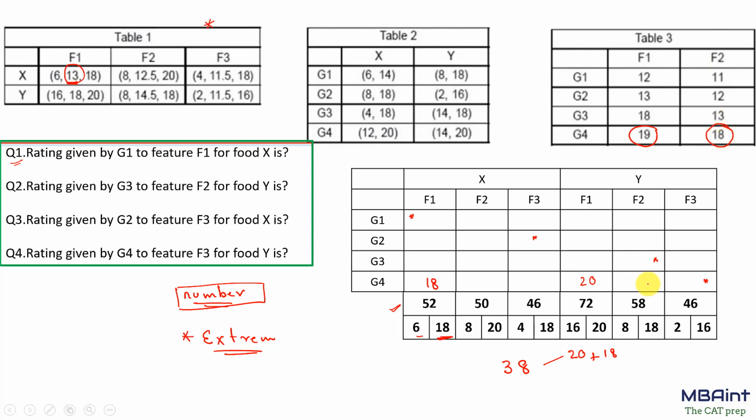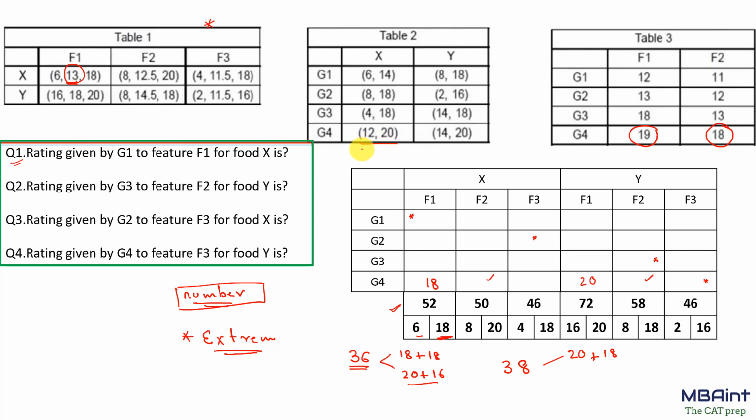Now this 18 is also the extreme value. Now what is 18? 18 is nothing but the average of F2 given by G4. So again 18, so if 18 is the average, summation would be 36, and 36 can be achieved by 18 plus 18 or 20 plus 16, right?